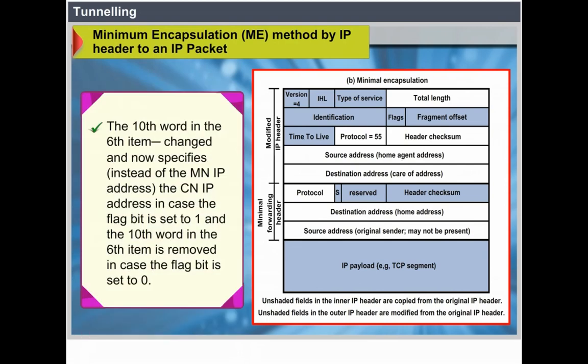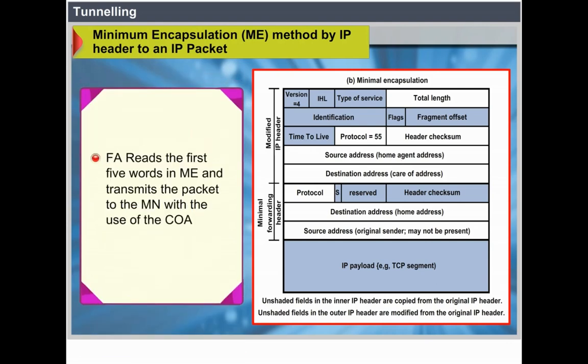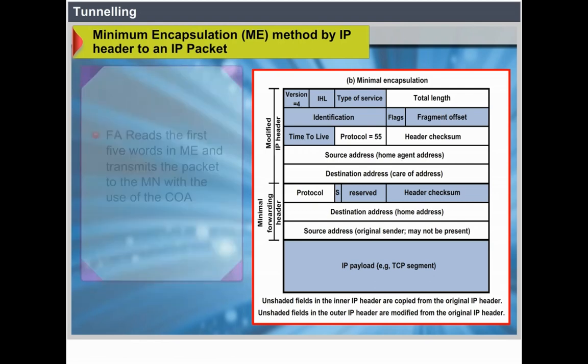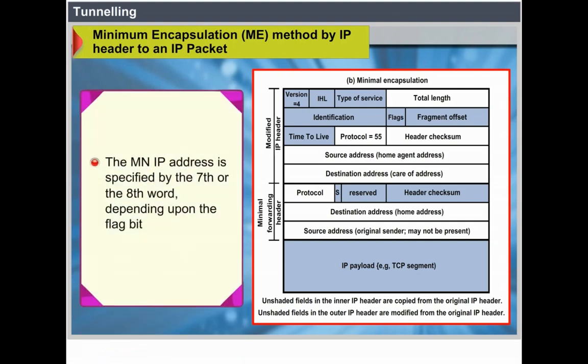The 10th word in the 6th item changed and now specifies, instead of the MN IP address, the CN IP address in case the flag bit is set to 1, and the 10th word in the 6th item is removed in case the flag bit is set to 0. FA reads the first 5 words in ME and transmits the packet to the MN using the COA. The MN IP address is specified by the 7th or the 8th word depending upon the flag bit.